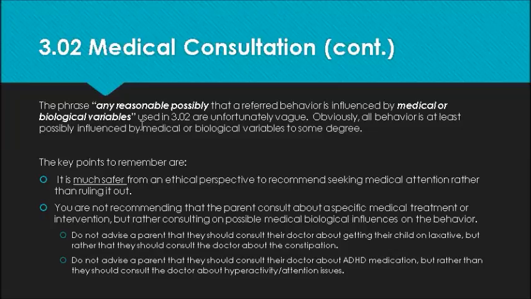I mean, the phrasing here, which is any reasonable possibility that a behavior is influenced by medical or biological variables, is really broad and, I feel, unfortunately vague. It doesn't give a lot of specific guidance to us. Obviously, all behaviors are at least possibly influenced by medical or biological variables to some degree. I mean, we are biological beings. All of our behaviors are based in brain chemistry and physiology.